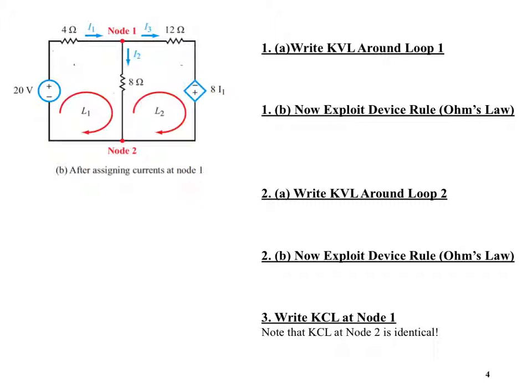So before we do our KVL, let's identify some voltages here. If we put a plus and a minus and call this V1, notice that I did that according to passive sign convention, which will allow us to apply Ohm's law properly.